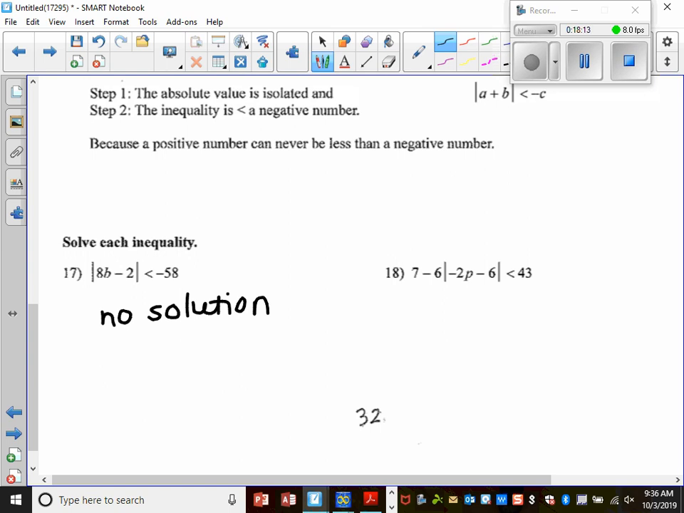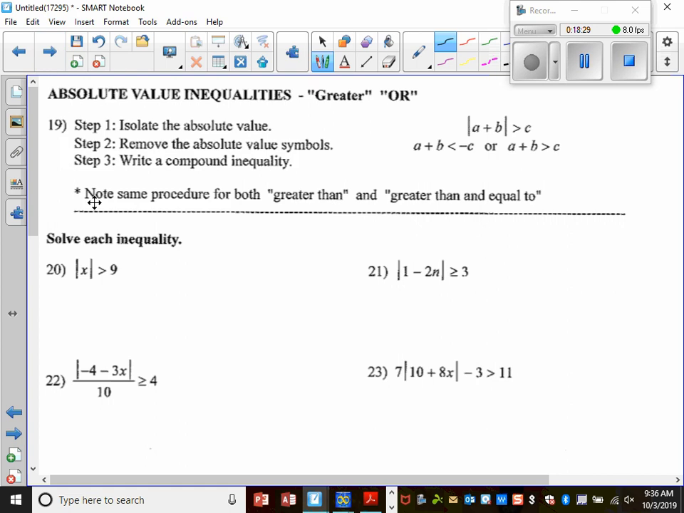This one wasn't a good example, so just scratch that out of a no solution, because actually when I worked it out, the signs flipped, so that's the difference. That one did not come out correctly. This one, again, just remember, if you come out with less than a negative number, you simply write no solution. All right, let's move on to the last part.